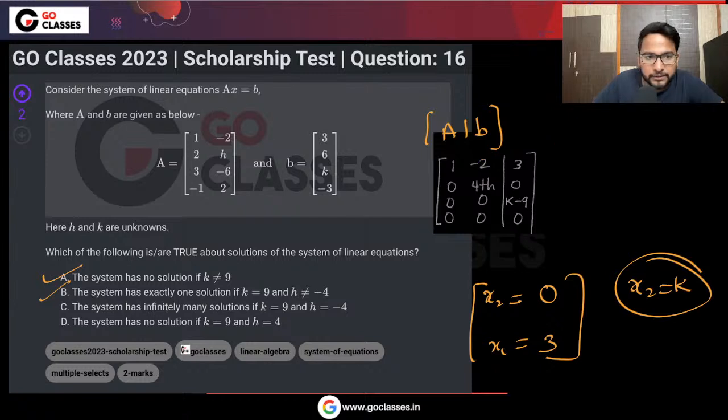And then let's just see option number D. The system has no solution if k equal to 9 and h equal to 4. No, it has the solution, right? In that case, again, this is the solution. Exactly one solution, in fact. Here, exactly one solution.